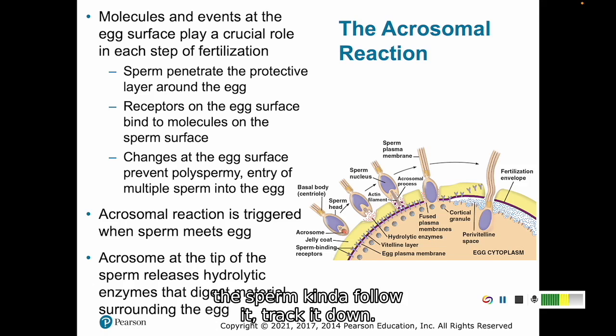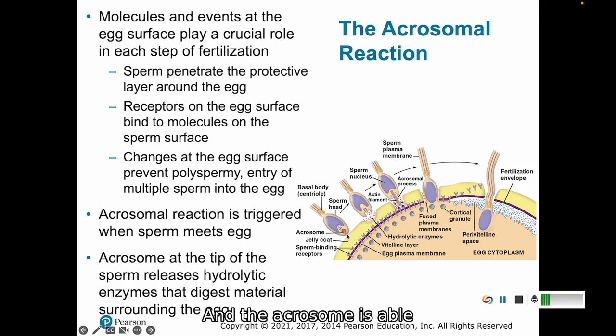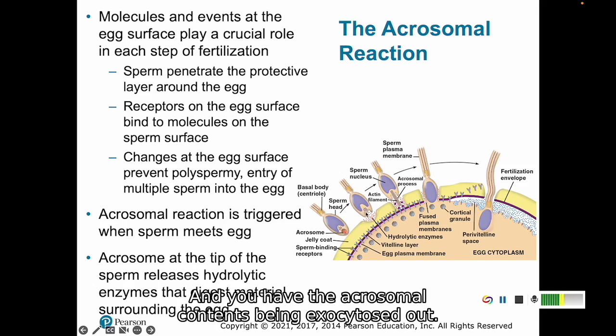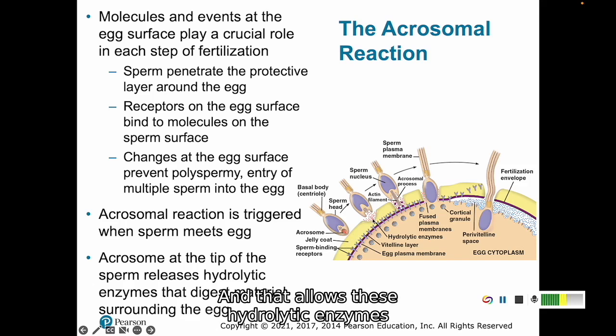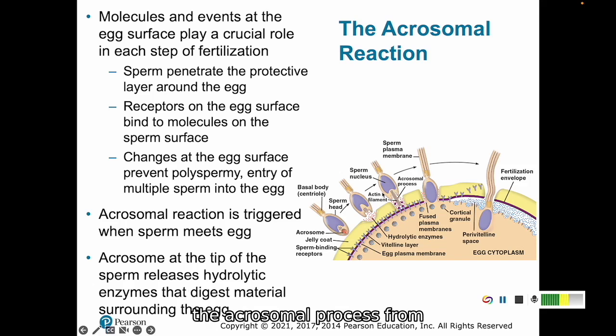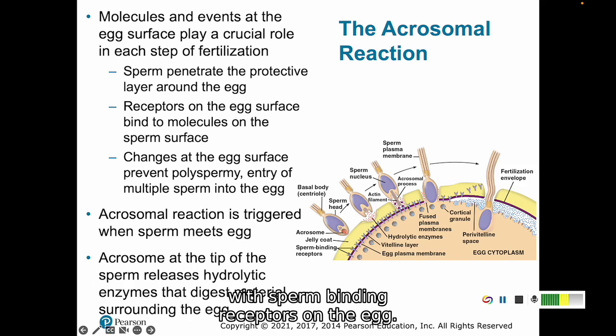And so the sperm kind of follow it, track it down. And the acrosome is able to interact with this jelly coat, and you have the acrosomal contents being exocytosed out. And that allows these hydrolytic enzymes to come in contact with the jelly coat. Hydrolytic means things that break down. So it's going to start creating reactions until you have the acrosomal process from the sperm fusing with sperm binding receptors on the egg.